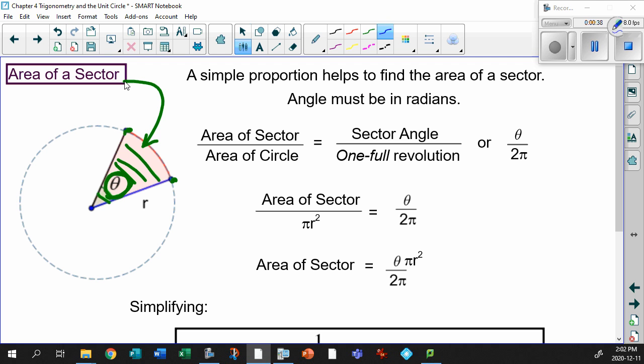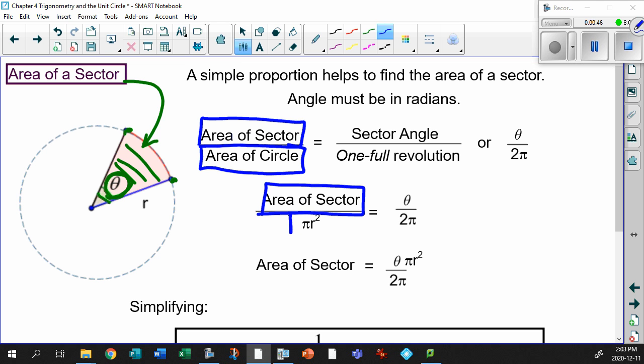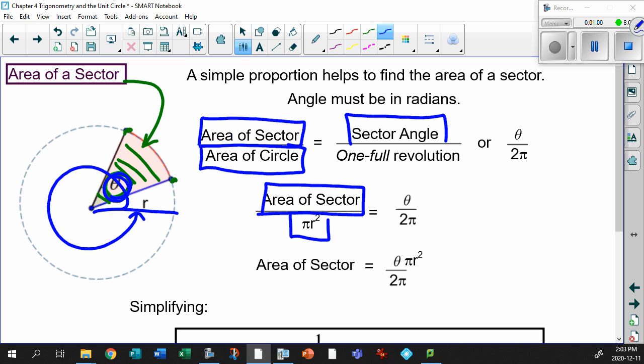So here's something that's interesting. If we set up a proportion of the sector, the area of the sector over the entire area of the circle, look what I've got. The area of a circle we know is pi r squared. And if we bound that the same way that we did everything else, what is the angle? Well, that angle here is, of course, theta. What is the angle all the way around? Well, you know it is 360, but for one revolution, I'm going to just say it's 2 pi because I want to keep everything in radians, right?